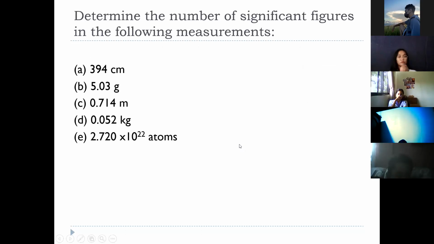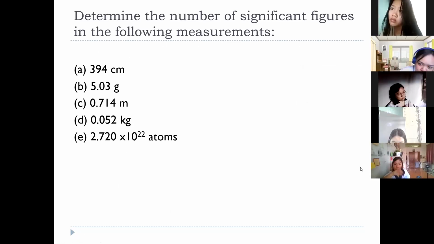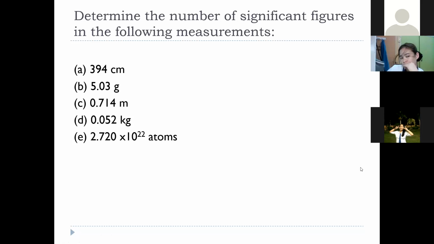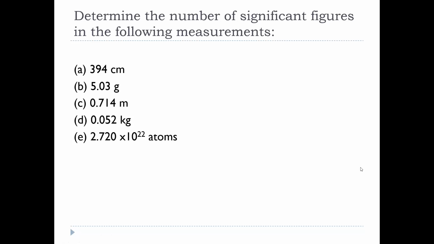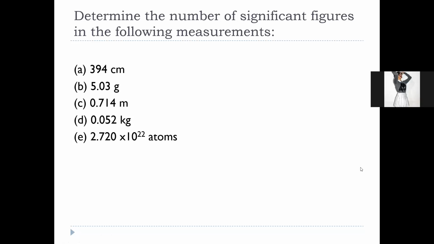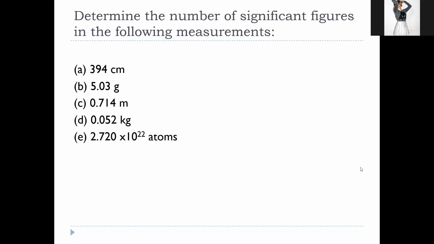So let us apply. I'll be calling names and you give me the answer for letter A. Dito sa mga wala nag-open og cam. Okay, Claudine. Letter A, how many significant figures are there in letter A, Claudine? You can either send your answer sa chat or pwede ka mag-unmute.